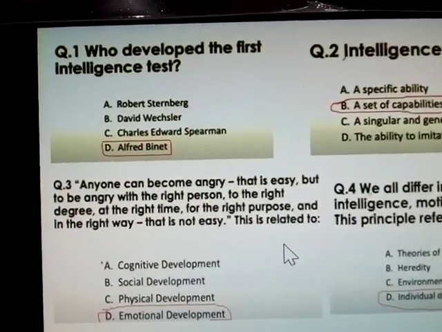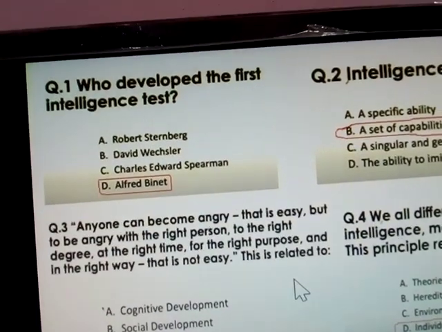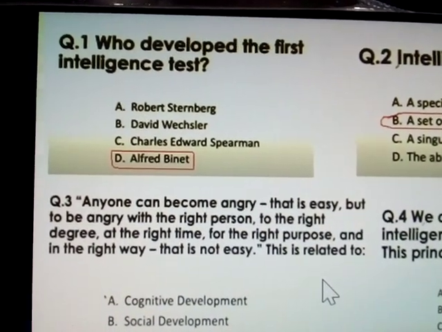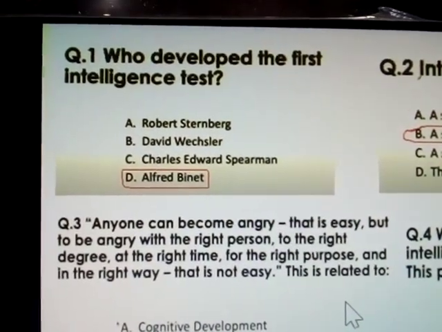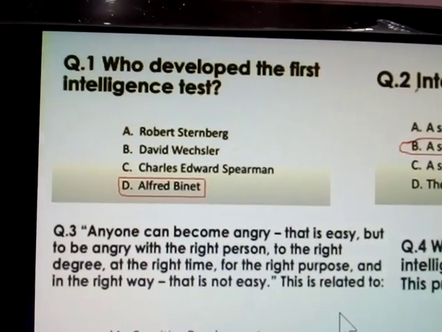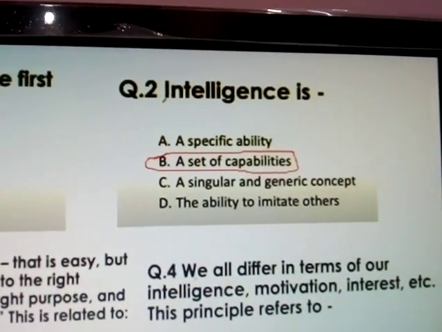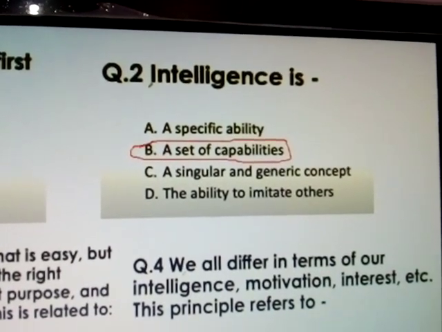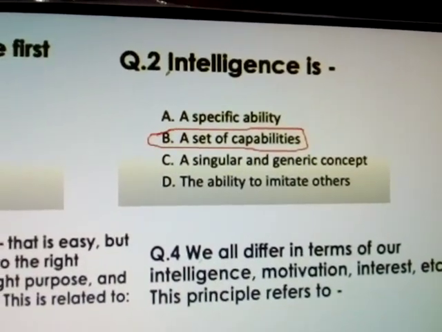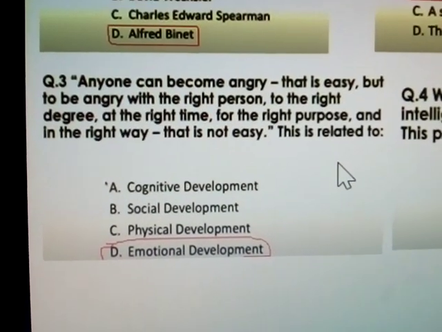Notes over, now question answers. Who developed the first intelligence test? Answer D, Alfred Binet. Next question: intelligence is? Answer B, a set of capabilities.